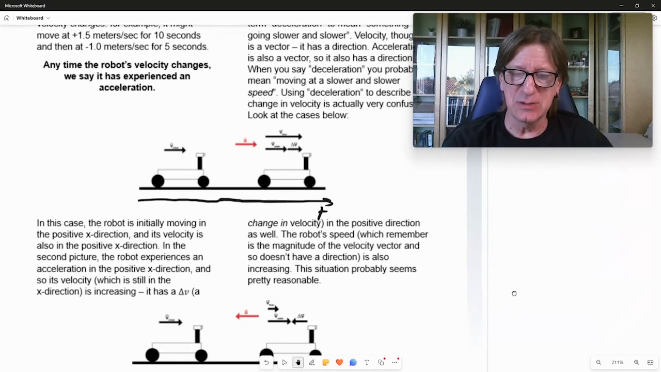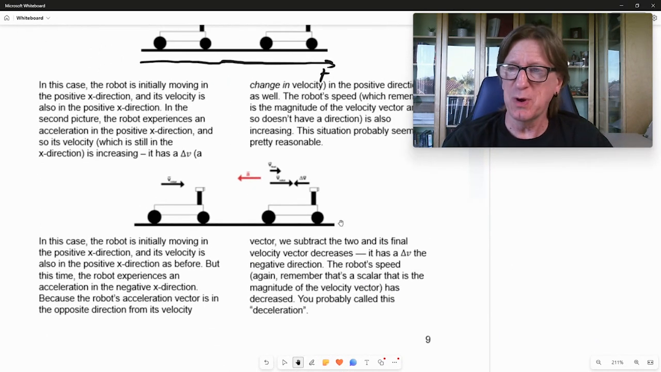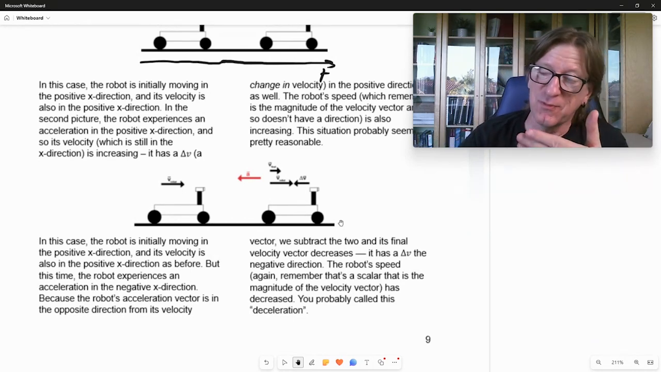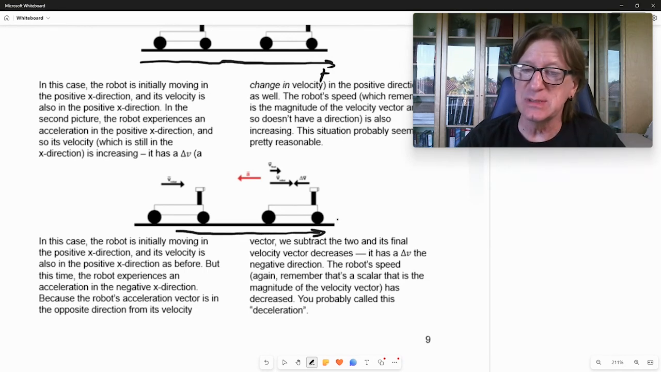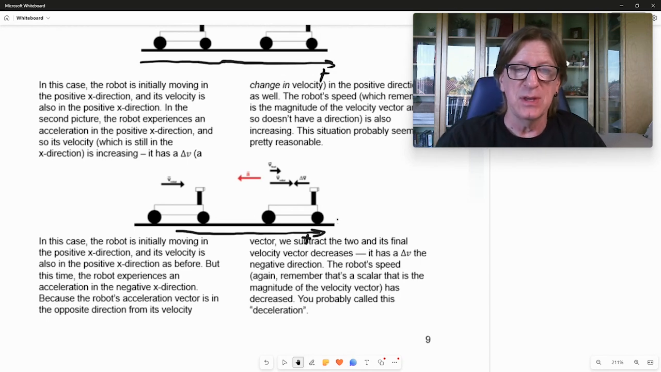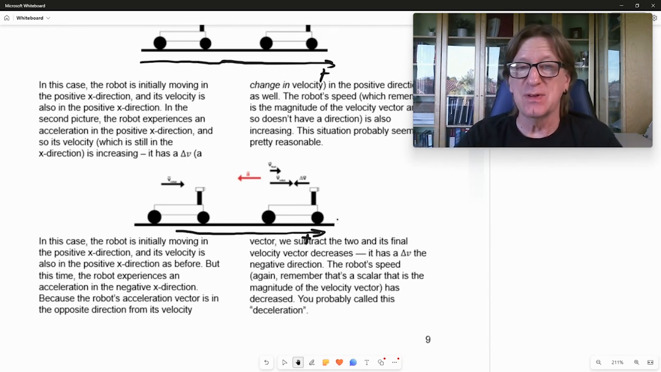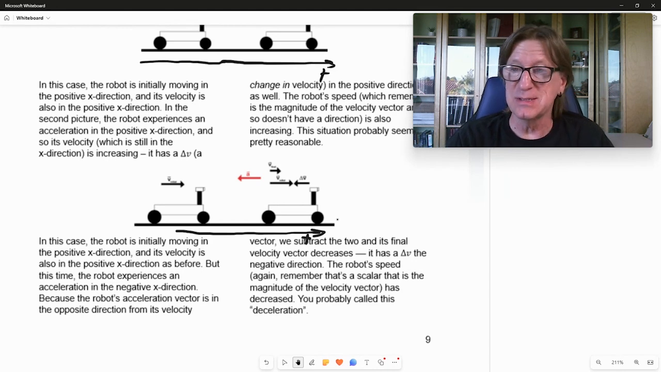Okay, well, let's look down at this next case. This one probably also seems pretty familiar to you. So we've got a robot. It's got a velocity to the right, which again, we're going to draw our coordinate system in here. Always, always, always add your coordinate system. So we're going to say that's going to be the positive direction. So it's now got a positive velocity. Remember that the velocity is a vector, so it has to have a magnitude, it has to have a direction.